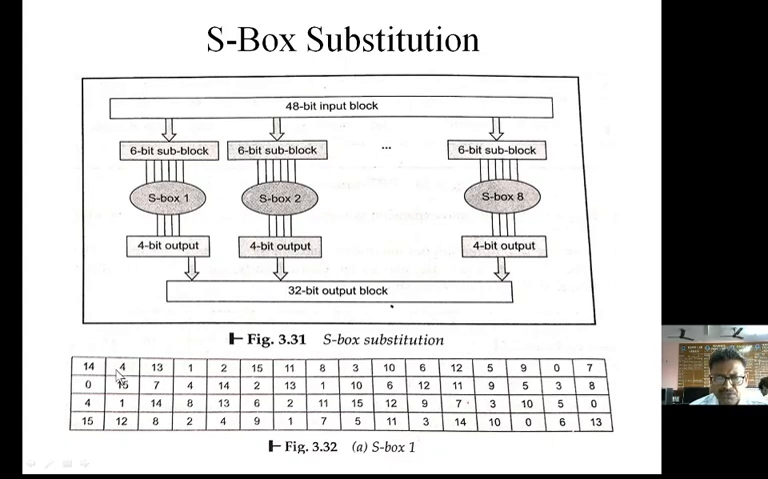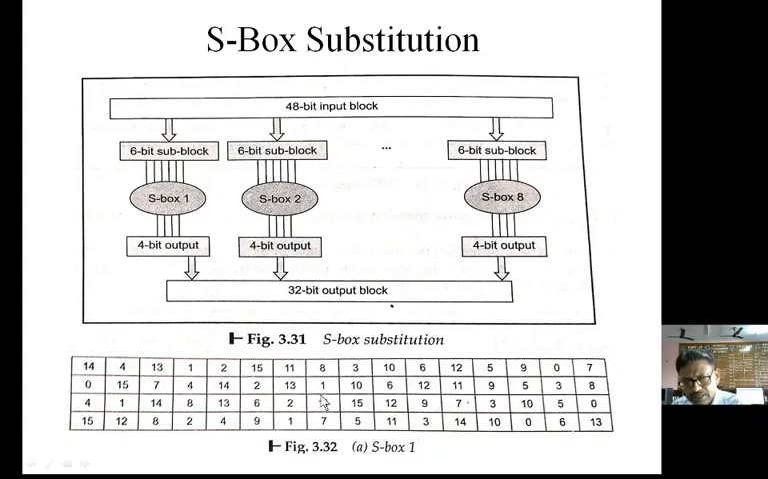But the purpose of using the S-box substitution is just to convert the 6-bit block into 4-bit. We will apply S-box1 for the first block, then S-box2 for the second block, and S-box3 for the third block. Each S-box will be different from the other. So the first S-box has been shown, and we have left the rest of the S-boxes.